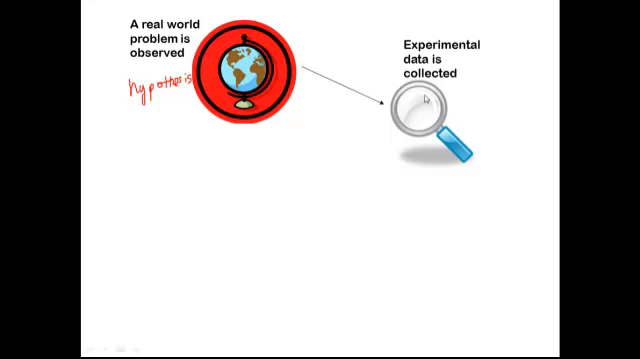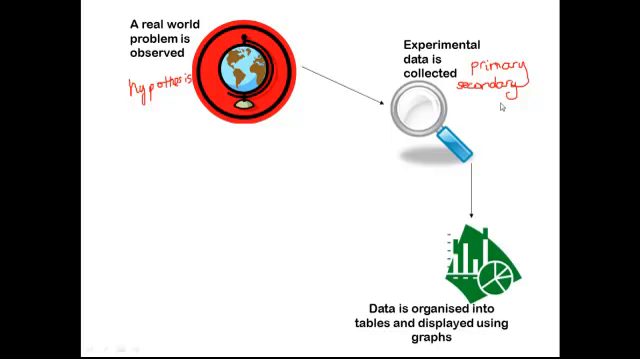The next thing that happens is experimental data is collected. So you might collect data by doing an experiment, or you might have a questionnaire or a survey or something like that. And the data could be either primary data, which is data that you gather yourself, or secondary data, which is data that you get from another source, such as a newspaper or an archive or something like that.